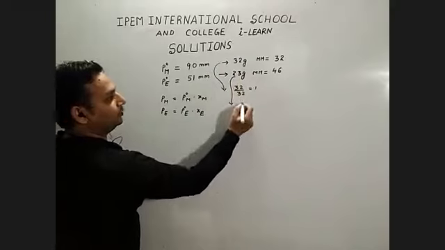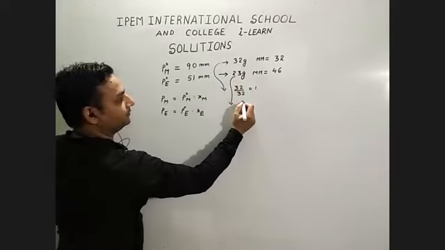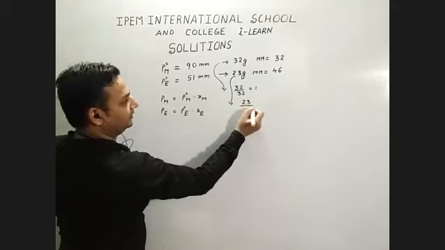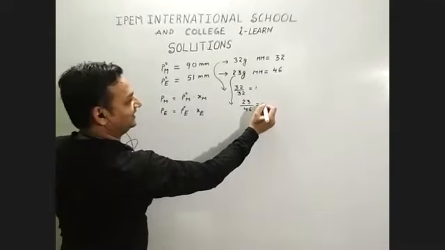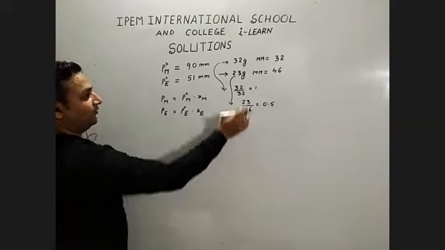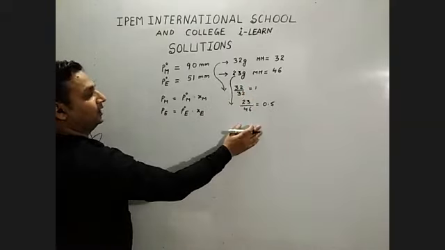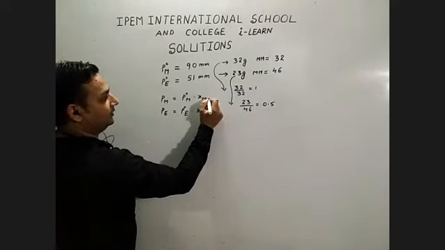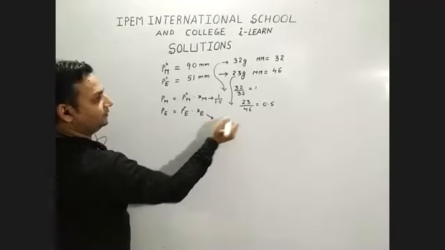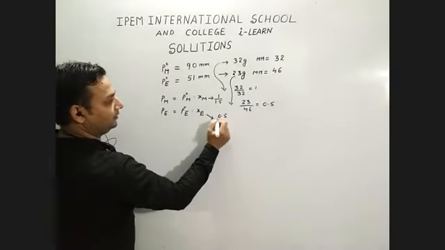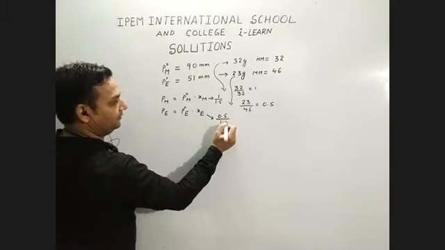For ethyl alcohol, how much? 23 upon 46, so it will be 0.5. Total moles will be 1.5. The mole fraction of methanol is 1 upon 1.5, and for ethanol we have 0.5 upon 1.5.